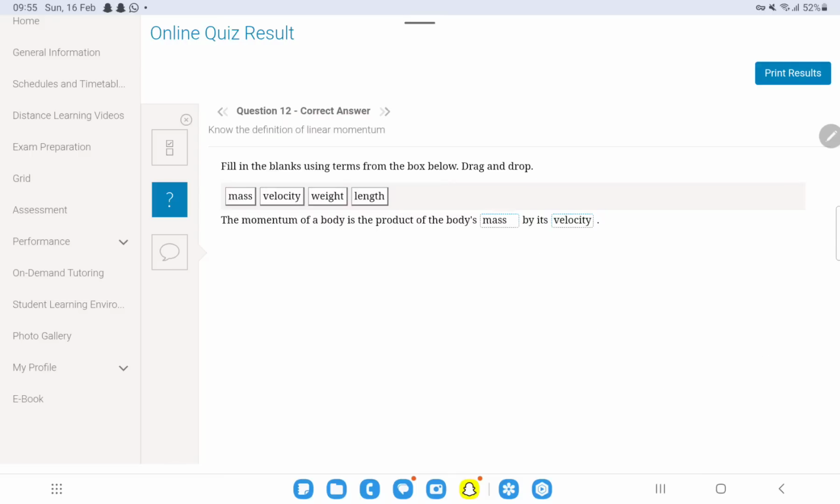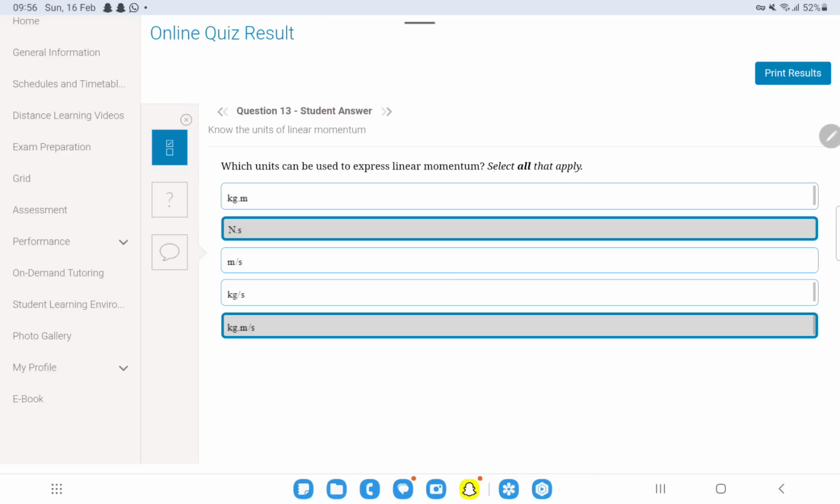The momentum of a body is the product of the body's mass and its velocity. So for this question, they're just saying the equation for momentum. We know P is mv, the body's mass times its velocity. For this question, you just have to memorize the units for linear momentum, and there is also another question where you have to memorize the units for impulse.